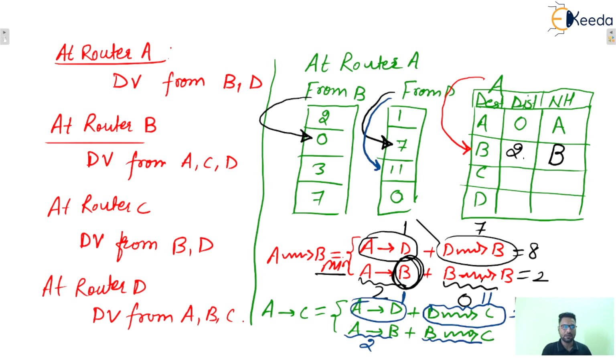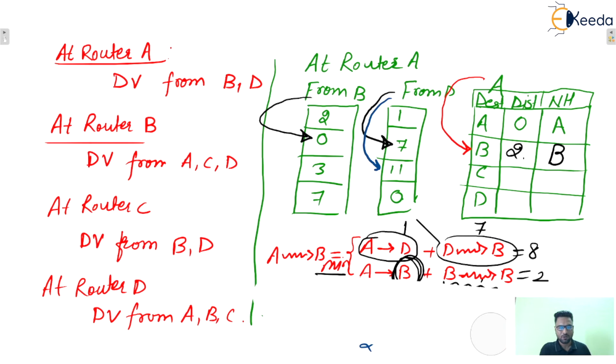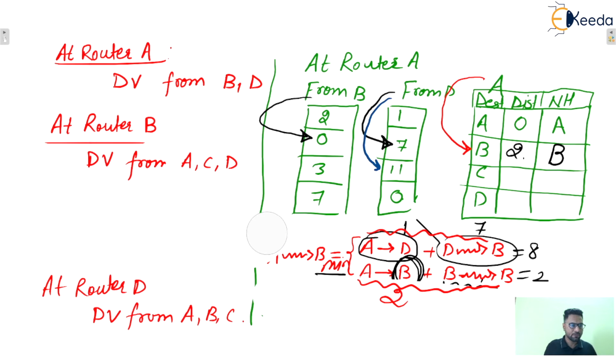I'm writing here, in case it is not visible. No need to worry about it. I hope this is clear to everyone. So here we can say that the distance was 2 and that was 8, 1 plus 7, 8. So the minimum is 2, so we got the 2.